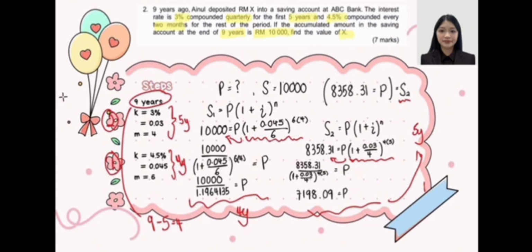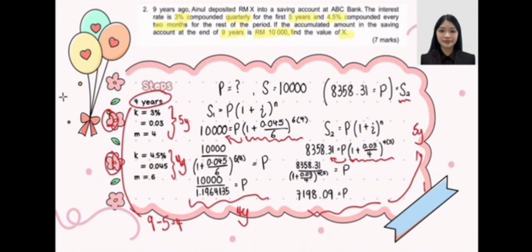So we put 1 plus 0.045 over 6 bracket to the power of 6 times 4, and move this to the left side so that it becomes a division. So it's 10,000 over 1 plus 0.045 over 6 bracket to the power of 6 times 4. Then we simplify it and get 1.1964135. Let's solve it on the calculator. We get the final answer 8,358.31. That is P for the 4 years.